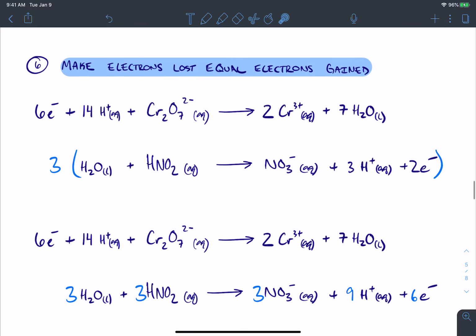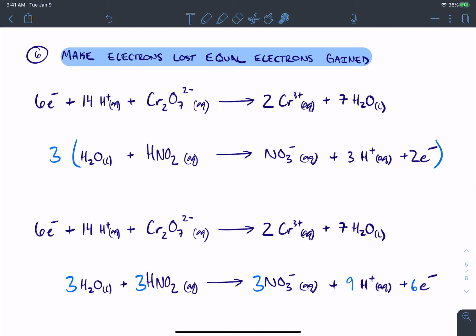Now that we have charge balance, we can proceed to step 6, where we're going to make the electrons lost equal the electrons gained. So the electrons that are being given up in one half reaction have to be taken on in the next half reaction. So you can't just have electrons materializing out of nowhere. You can't have them just being destroyed. So the number of electrons lost must equal the electrons gained.